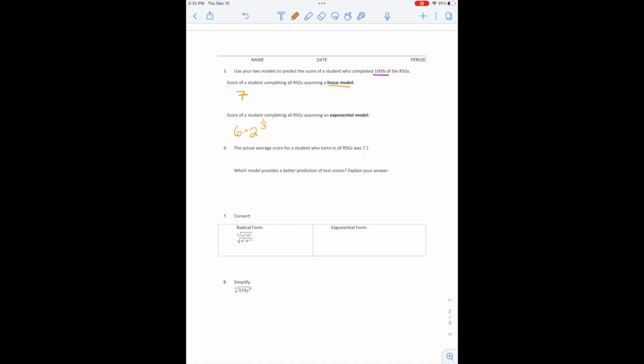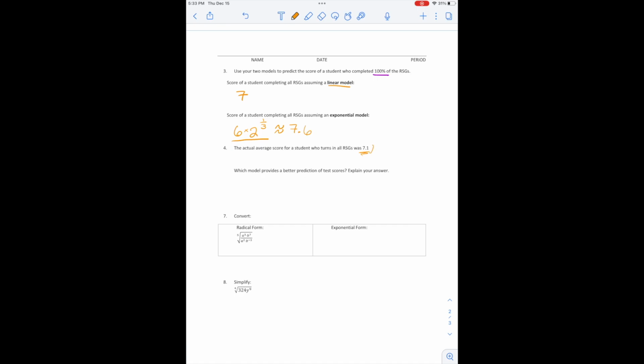4 asks us to compare these to the real average score, which was 7.1. I don't know what 6 times 2 to the power of 1/3 is, so I'm going to type that into a calculator to approximate it. And when I do that, 6 times 2 to the power of 1/3 gives me 7.5595. I'm going to approximate that to about 7.6.